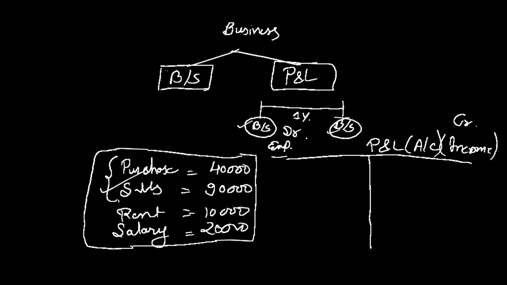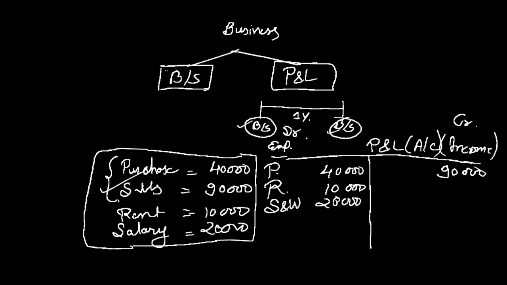Sale is an income, so I will write sale on the right hand side. Purchase is expenditure, so let's say purchase 40,000 rupees, we will write on the left hand side. Rent we will write on the left hand side, being an expenditure. Salary and wages, this is also expenditure, 20,000. So we can see that profit and loss is nothing but an account which has two sides, left hand side and right hand side. Left hand side we call debit side, right hand side we call credit side.